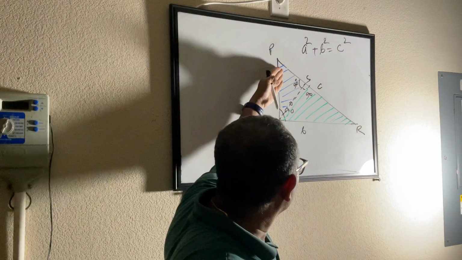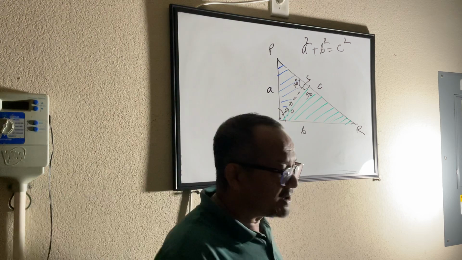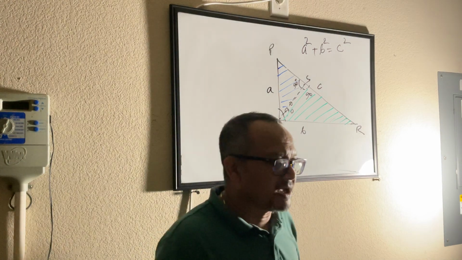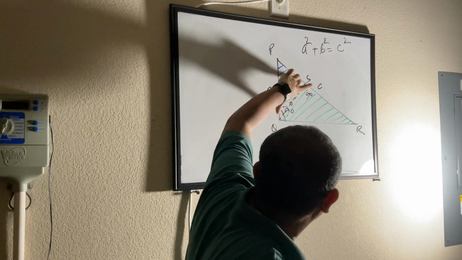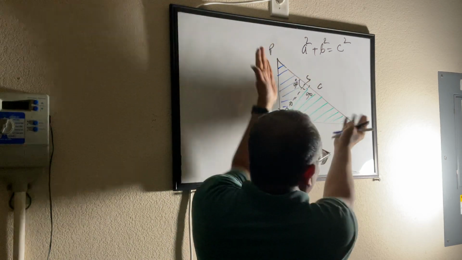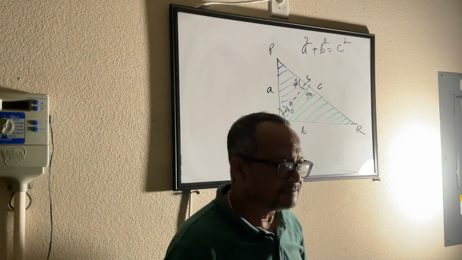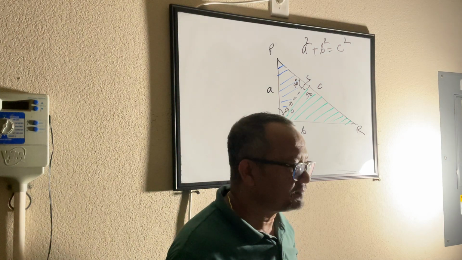So we have a blue triangle and a green triangle. And how these two came into light was because we had a right angle triangle. From here we draw the perpendicular, we split this into two right angle triangles. Yeah? Everybody with me so far?